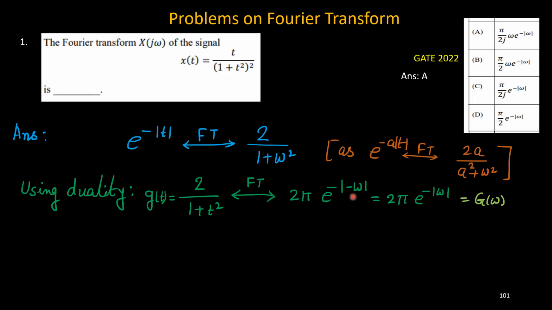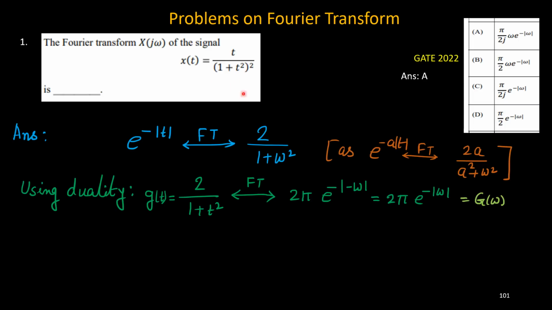So don't think that you replace t by j omega. No, not like that. t should be replaced by minus omega. So 2 pi e to the power minus absolute of minus omega, and this is again mod of omega, the same thing. So it is 2 pi times e to the power minus mod of omega. Suppose this is your capital G of omega. So far we have got this one, but we need to get this thing.